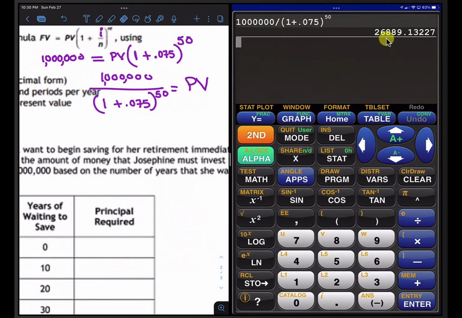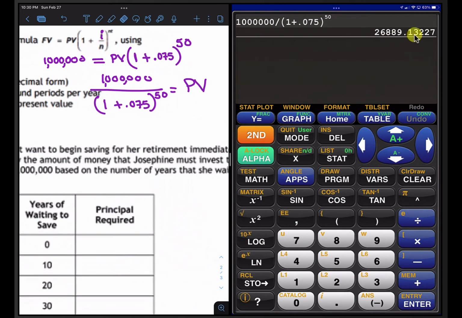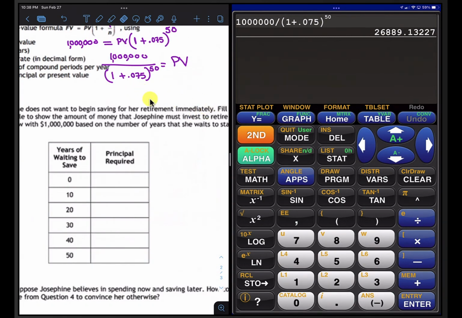All right, that's our value of 26,889.13. All right, now let's just carry that amount back over to our page, and there we have it, present value, 26,889.13.